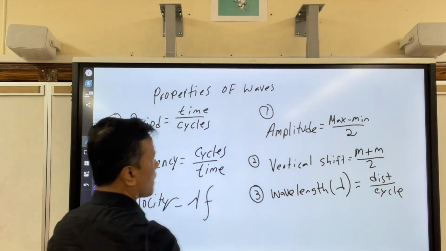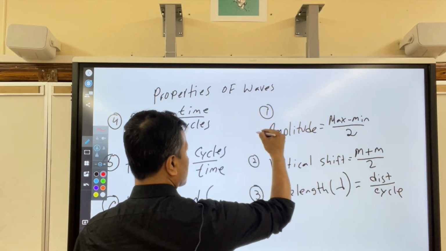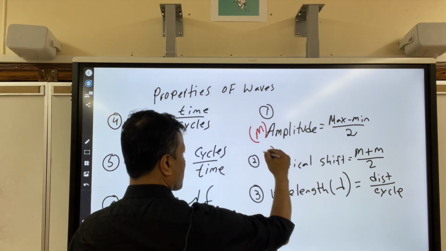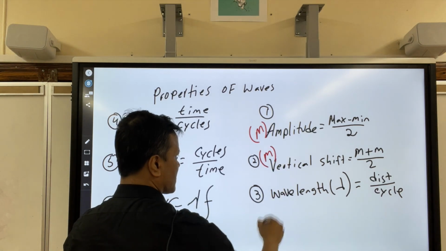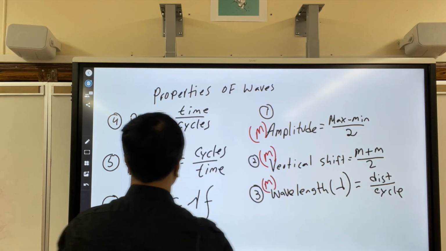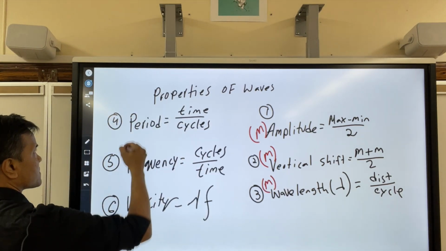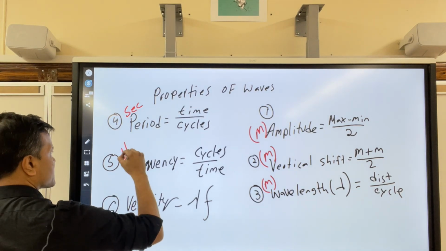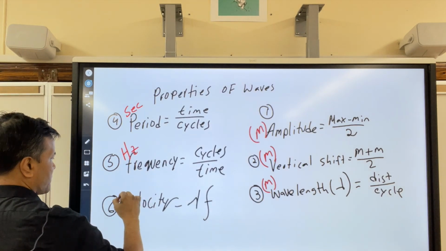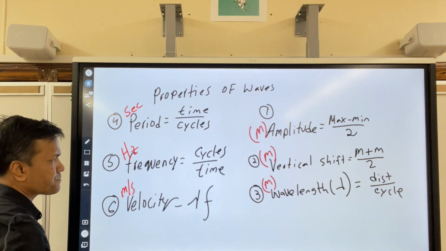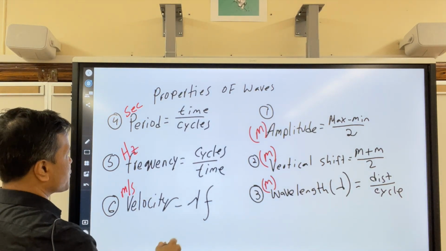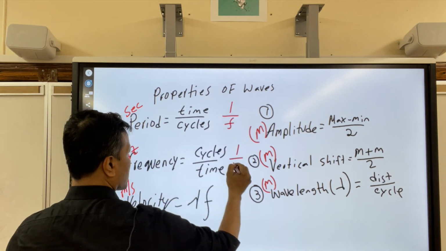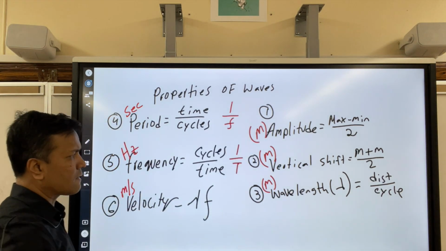This one SI unit is meter. This one SI unit is meter. This one SI unit is meter. This one SI unit is second. This one SI unit is hertz. This one SI unit is meter per second. There is another equation for period. You can say 1 over f, 1 over frequency, 1 over t.